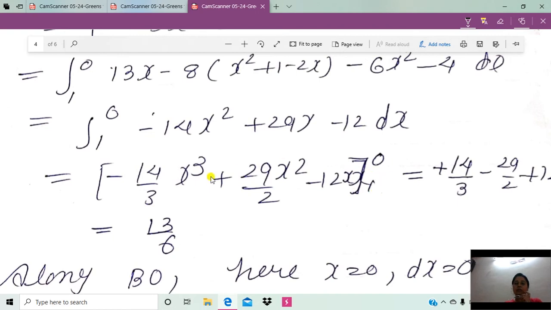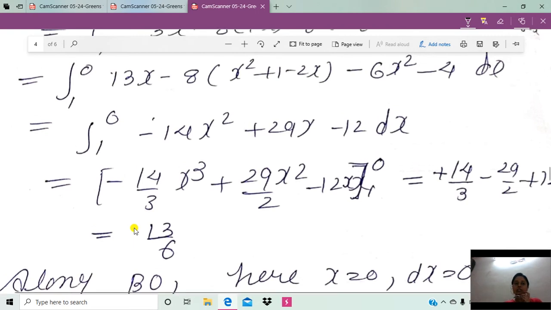And when we apply upper limit minus lower limit, the value is finally along the line AB, it will be minus 13 by 6. And the last curve is along BO. So let's check the diagram.